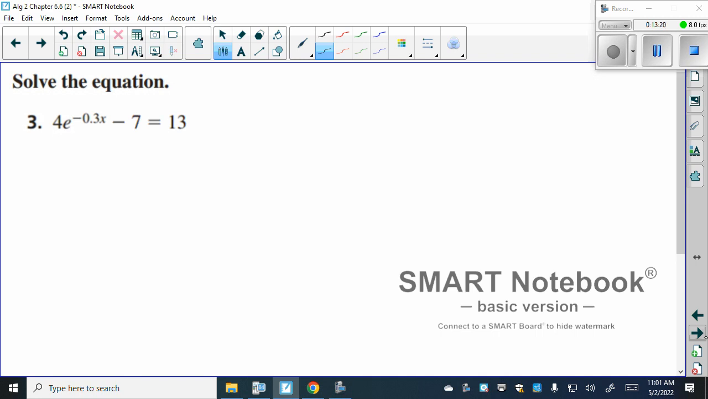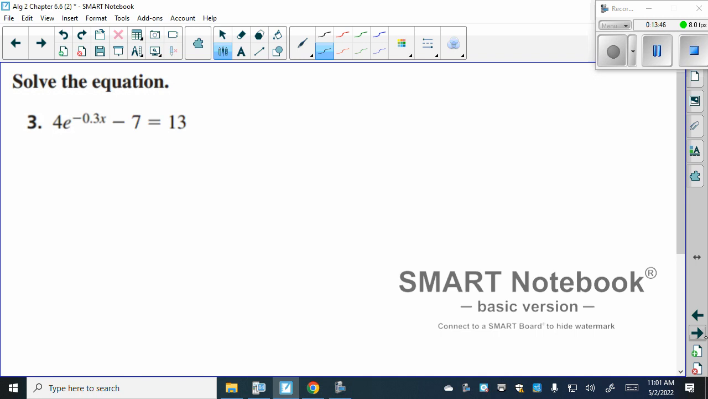Now the big difference is, one, we have e included in this here. So we won't be using logs, we'll actually be using the natural logs, because a natural log will simplify e. Also, before we can apply the natural log, we need to get e by itself first. And that's true with the ones before. We didn't have anything else around them, but we do need to get it by itself.